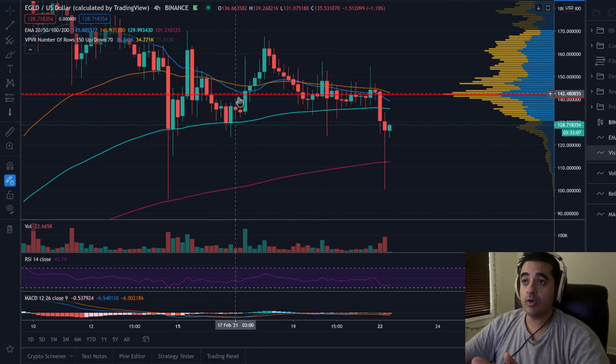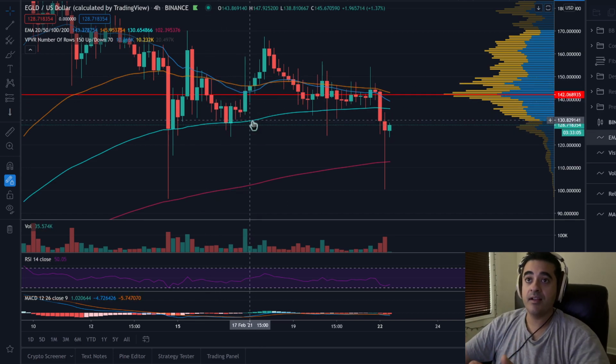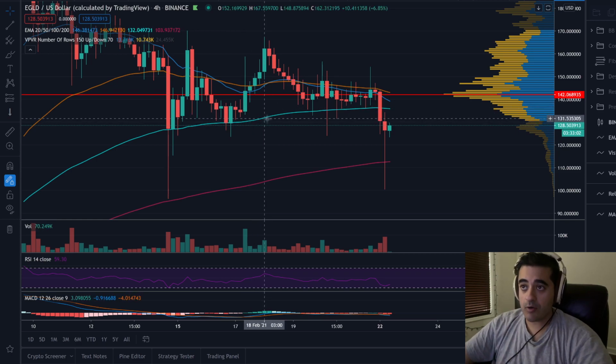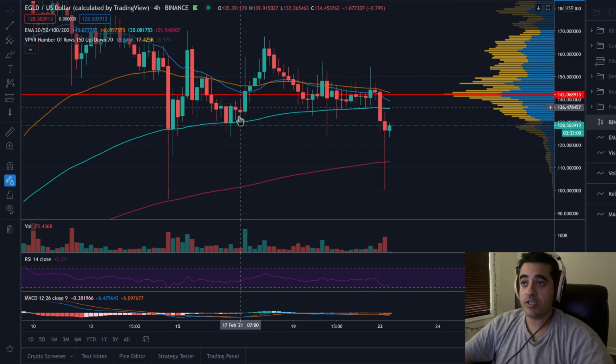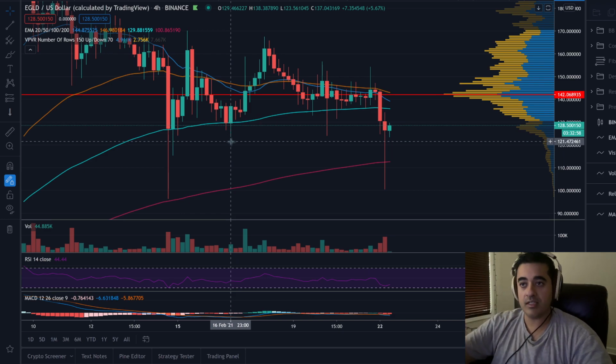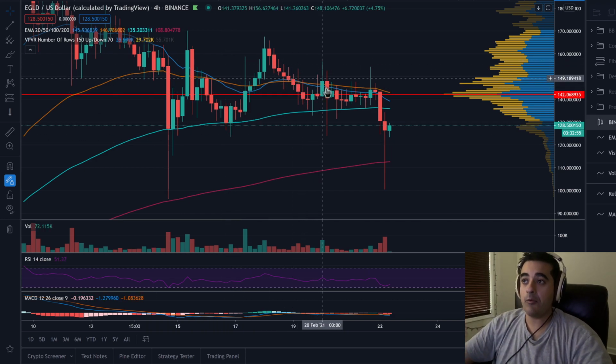Okay, it's neutral as long as it stays above the 100. So as long as you're above the aqua line, if the blue line goes below the orange, it's not that bad. It's neutral. It means that you're in a consolidation. And we've kind of stayed that way for a while.